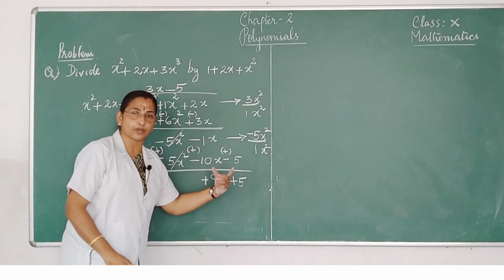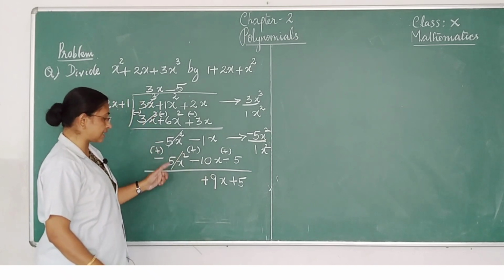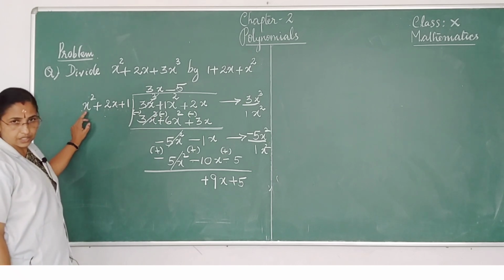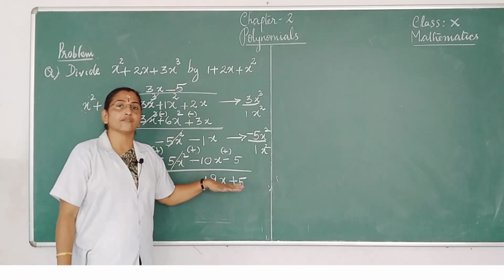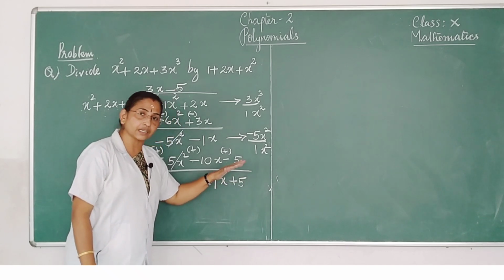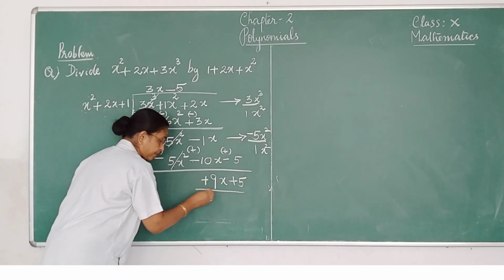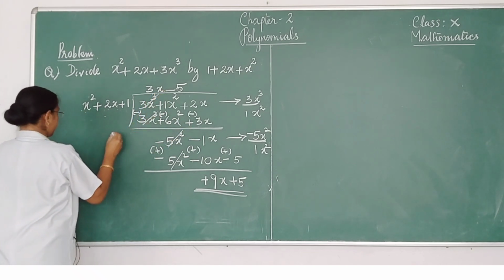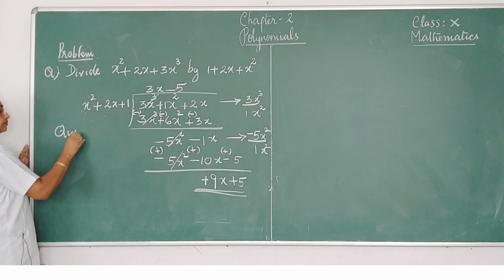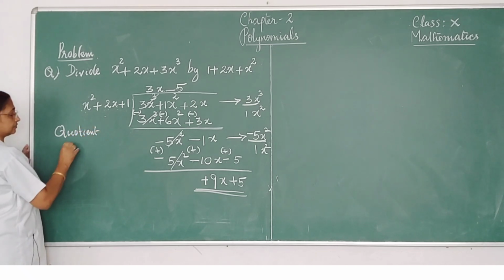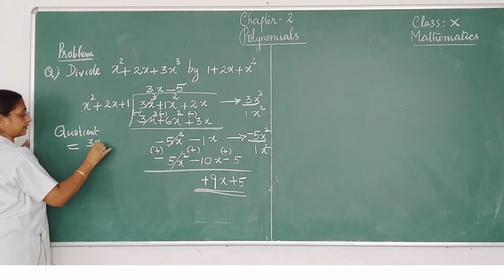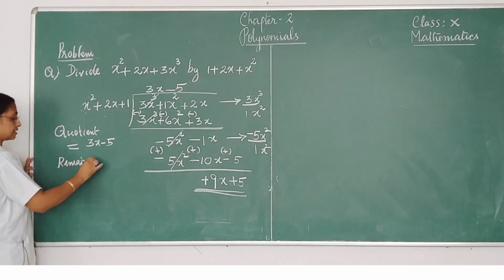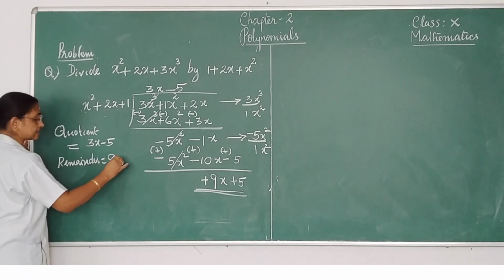Whether you need to proceed further or not, check with the divisor. Here, the degree of the remainder is 1 and the degree of the divisor is 2. So the condition is that when the degree of the remainder is less than the degree of the divisor, we can stop the process. So this is the division. Here, the quotient is 3x minus 5 and the remainder is 9x plus 5.